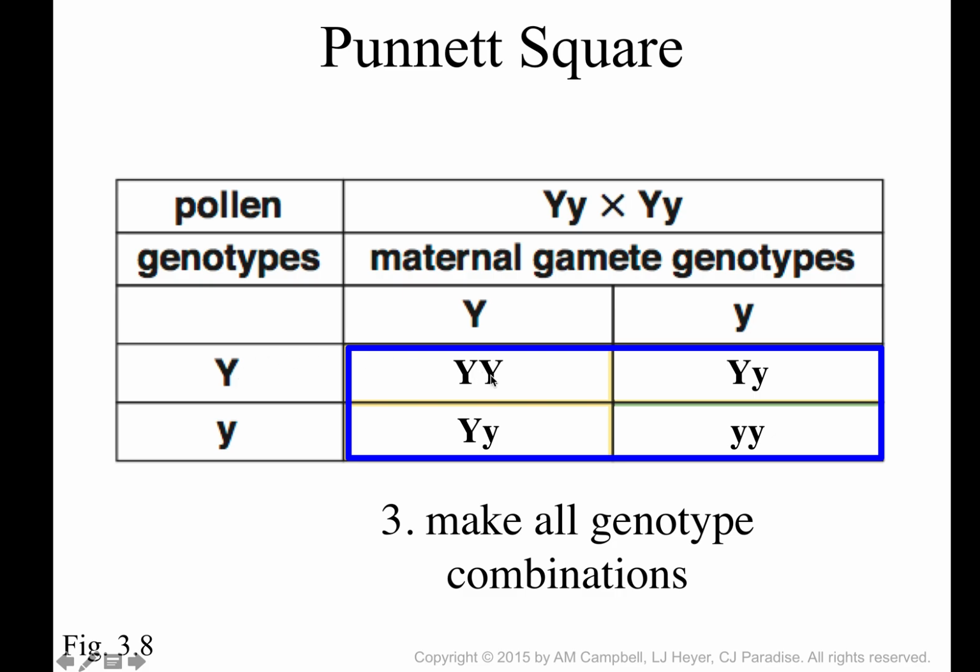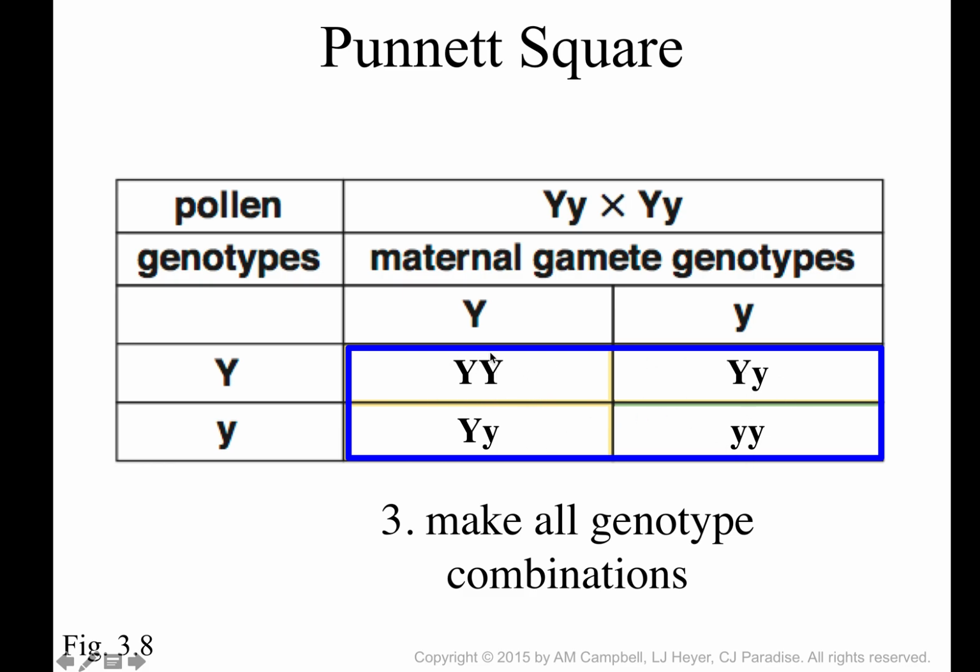Then if you say, what happens if this egg is crossed with that pollen grain, then it would result in 2 big Ys. Big Y here and a big Y there. What about this egg and that pollen grain? That would have a big Y and a little y. The convention is always to put the capital letter first. Okay? And then this egg and that pollen grain, big Y, little y. And then this egg and that pollen grain, little y, little y. Okay? These are the 3 different kinds of genotypes.